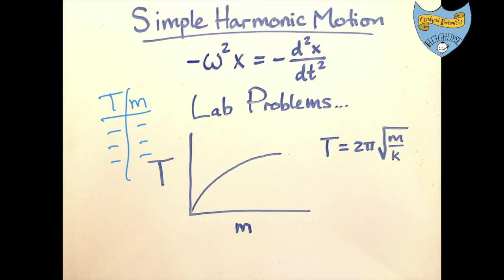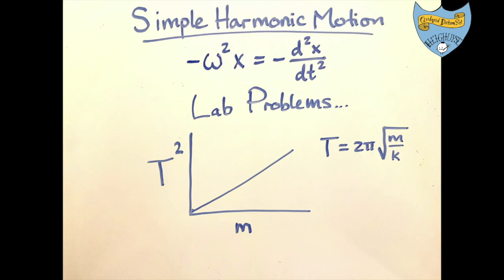And remember, for the lab problems, the game is always linearize it. It has to be a straight line, and the slope is going to tell you something. So T versus m, worthless. Okay, think for a moment. Based on the equation that you have here for the simple harmonic motion of a mass on a spring, what things could you graph to get a straight line? Think.